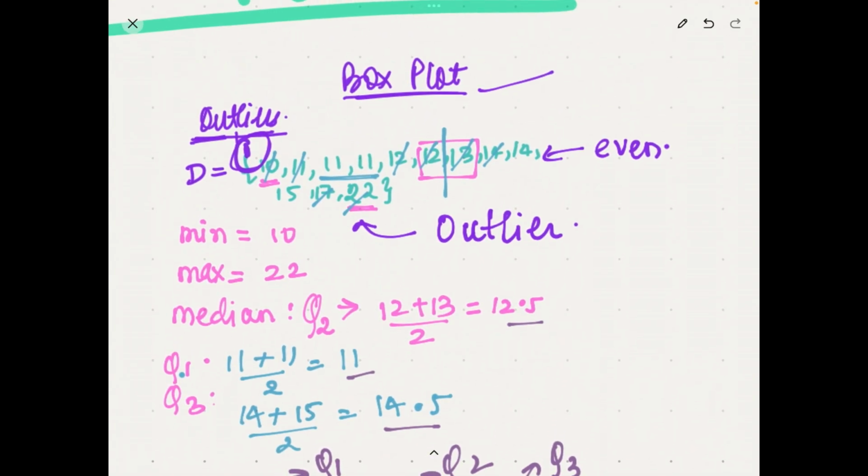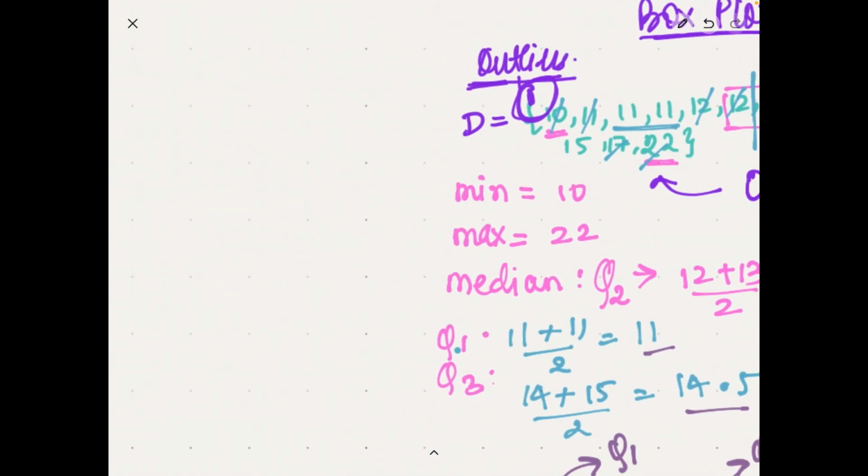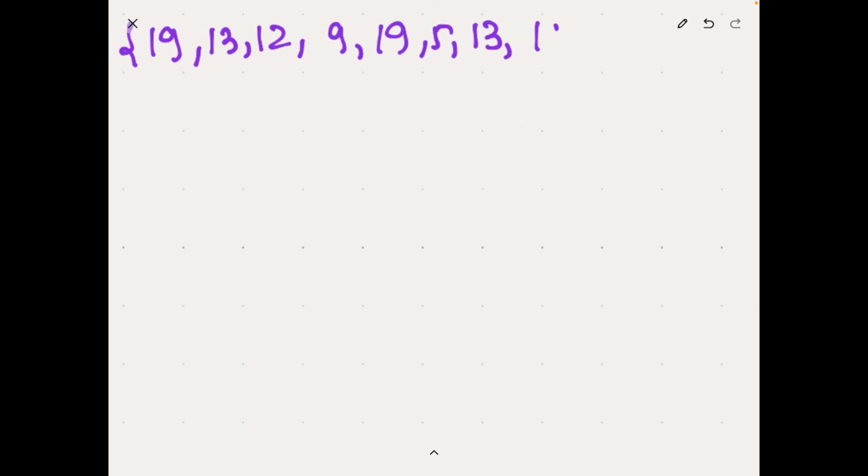So now that we have already gone through an example where we had an even number of data points for your box plot, let's go ahead and do a question with an odd number of data points as well, just so that we know everything about this. So for this example, let's have our data set as 19, 13, 12, 9, 19, 5, 13, 18 and 8.